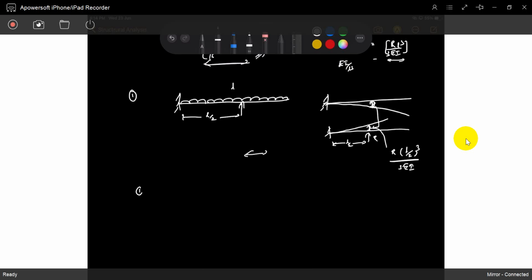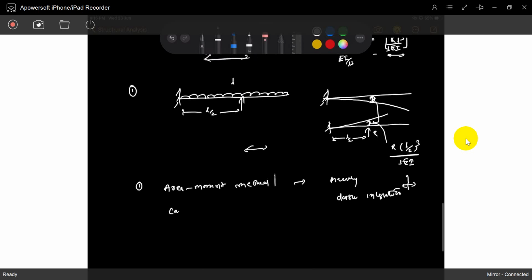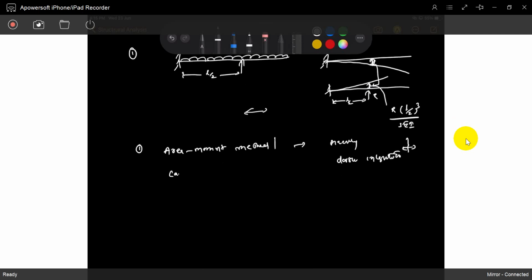I will explain the area moment method first. You have so many methods now: Macaulay method, double integration method. So many methods are there. Whichever method you feel easy with, do it, no problem at all. I will take the area moment method. I think you just completed the area moment method, but I will explain once more.